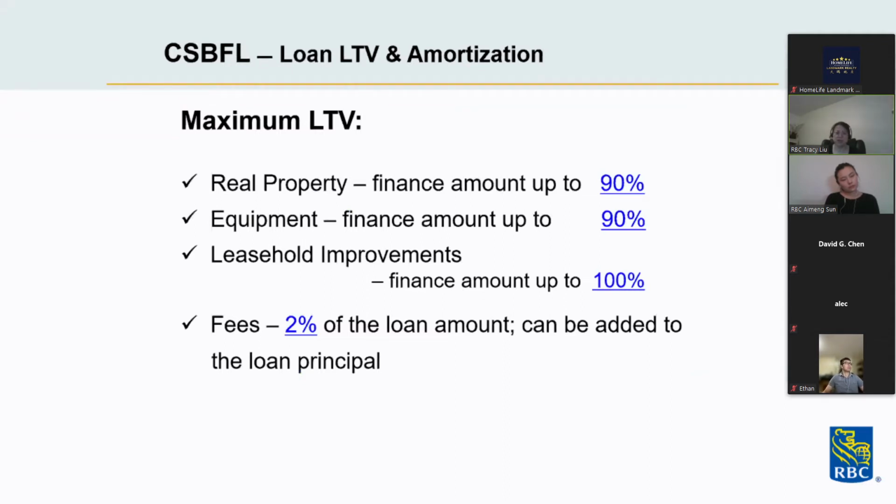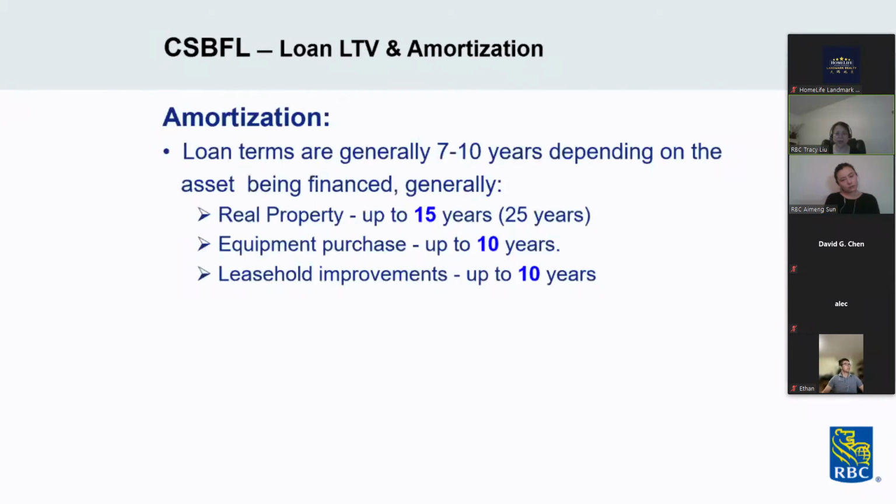Now, the 2% fee we can also add to the loan amount for the rest of the term. Amortization: for the long term, generally speaking, a majority of people do 7 to 10 years. But if we break it down, for real estate property we can do up to 25 years.